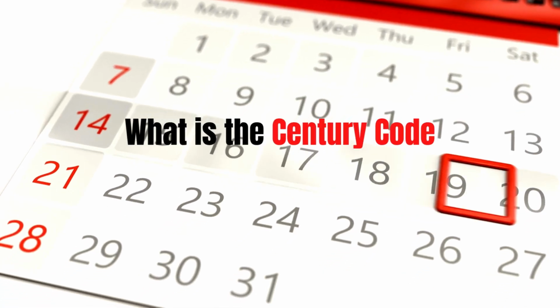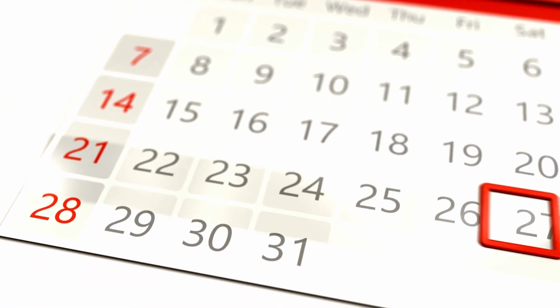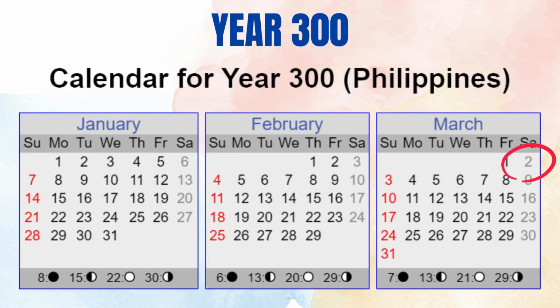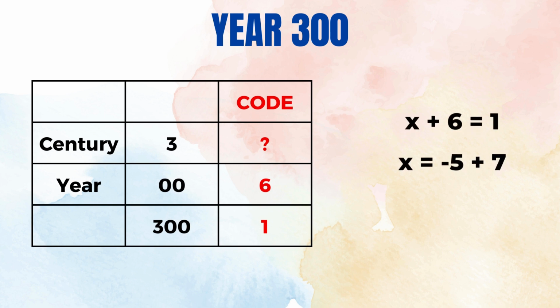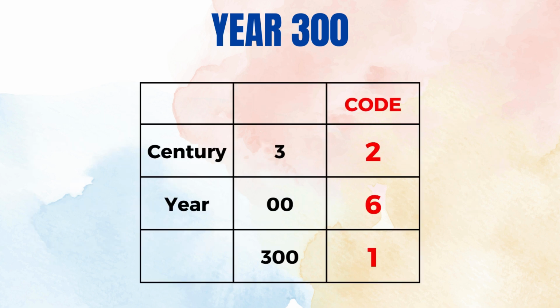What is the century code of year 300? Century is 3, year 00 equals 6, 300 equals 1, x plus 6 equals 1, x equals 2, century 3 equals 2.